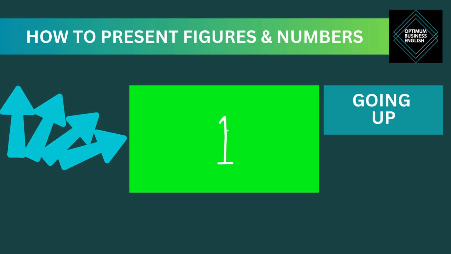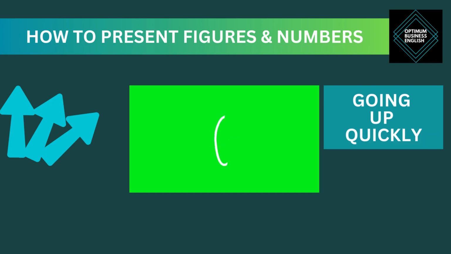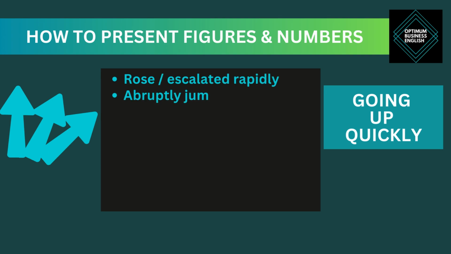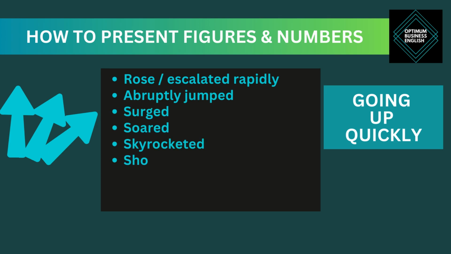Starting with situations where numbers are rising or are going up. And if those numbers are going up really quickly, you use words and phrases such as rose or escalated rapidly, abruptly jumped or jumped abruptly up, surged, soared, skyrocketed, shot up, went through the ceiling or went through the roof.